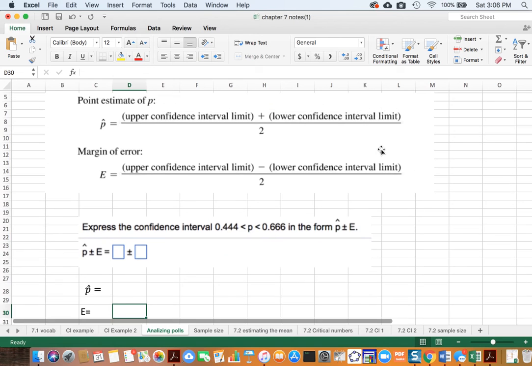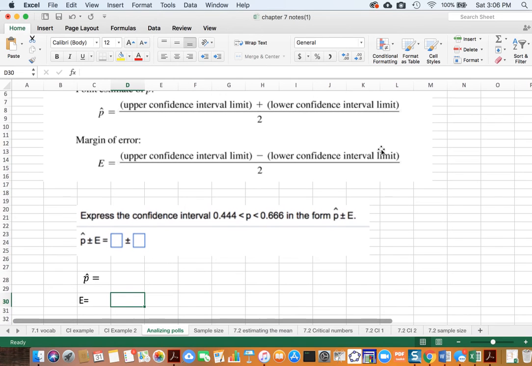Now I also want to show you another type of problem in 7.1 so that you can have that to look at as you do your homework. Often as we're reading along in research or whatever, we might see a confidence interval such as the confidence interval from 0.444 to 0.666. They don't tell us what the population or what the sample proportion was. The p hat is not given, and the margin of error is not always given, although it should be.